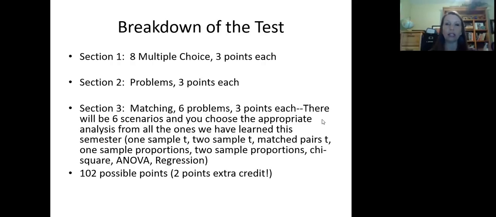The other thing with regression is that both of the variables are quantitative. In all the other scenarios, you don't have two quantitative things that you're measuring on the same individual. So the fact that you have 2 quantitative variables sets that one apart as well. When you add all of that up, because it's easiest to make everything worth 3 points on the exam, it actually adds up to 102 possible points, but I'm only scoring it out of 100, so you could get 2 extra credit points if you wanted to.